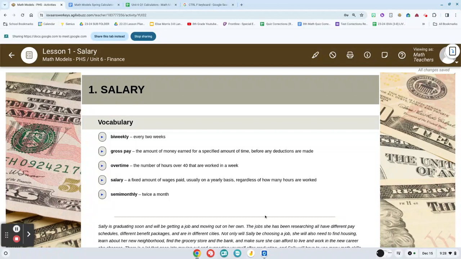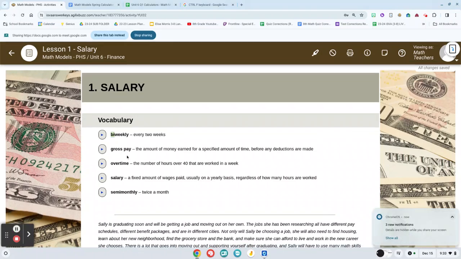All right, so our vocabulary, you're going to want to add these to your notes. Let's go through them really quickly. Bi-weekly, this prefix bi tells me two. Like a bicycle has two wheels, bi-weekly is paid every 2 weeks.